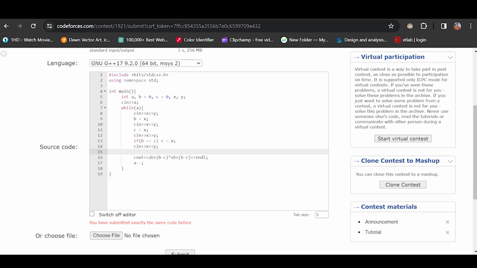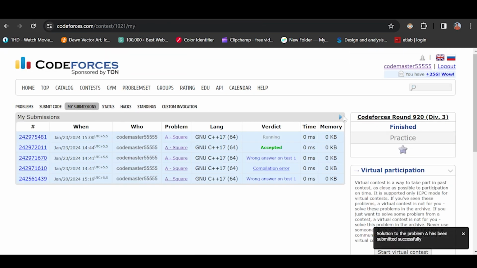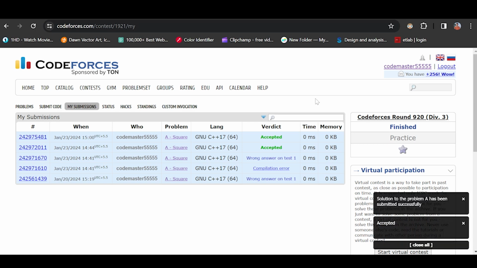Okay, they're saying I submitted the same code. Let's go back and let's see again. And there you go. That's how you solve this problem.